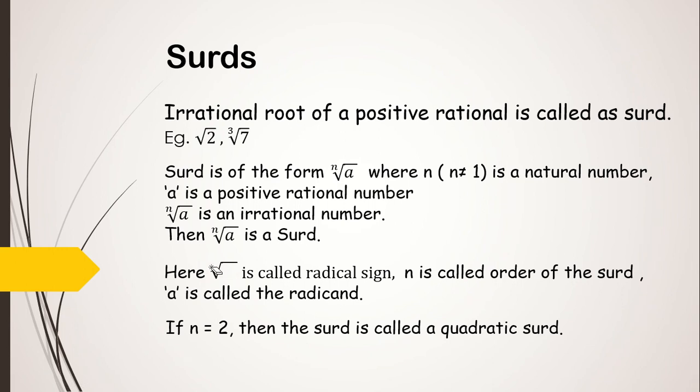And if n is equal to 2, we don't write 2 there. Whenever we write a square root, we don't write 2. Look here, in this case it is assumed to be 2 and it is not written. For the third root, cube root, fourth root, fifth root, we write 3, 4, 5 inside the radical sign, in this part. If n is equal to 2, then the surd is called a quadratic surd.